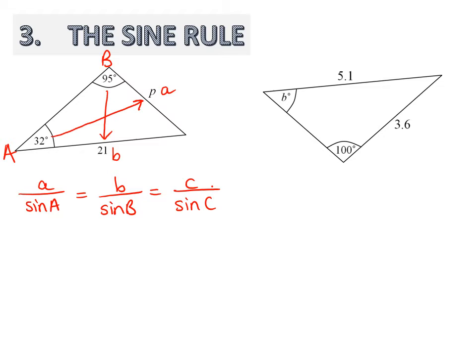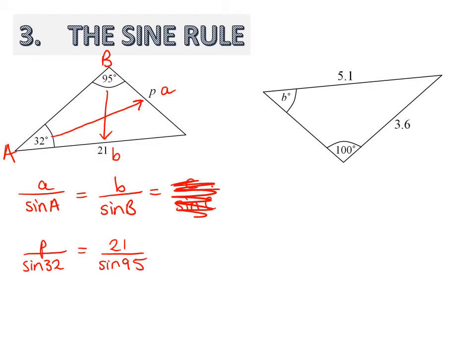I could work out the angle if I wanted to, because I've got the three angles in the triangle, but I don't know what side C is, so it's not going to help me at all, so I'm going to just get rid of that part for now. I'm going to substitute everything else that I know. So P is the side that I want to find, and the angle is 32. And then I've got 21, and the angle that's going with that one is 95.